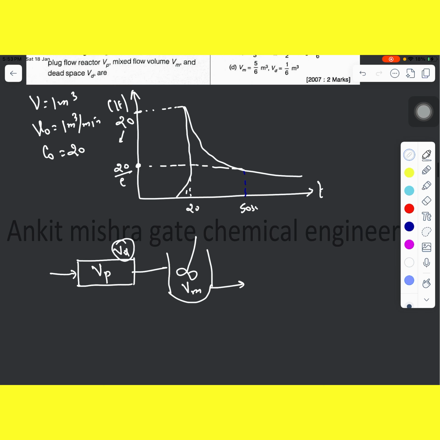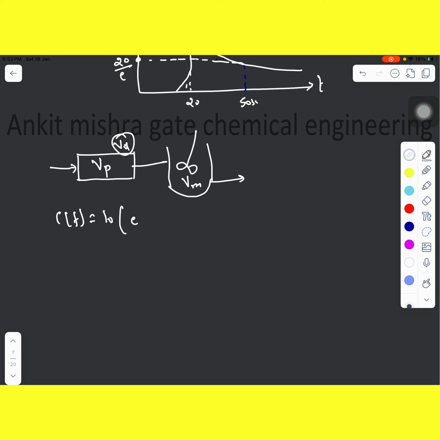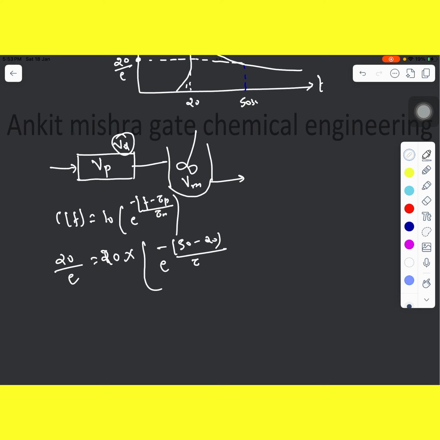So if you see what is C0, so C0 we have calculated, and whenever a PFR is connected to a CSTR, the concentration CT can be written as C0 into, and this is a pulse tracer experiment, C0 into e to the power minus (t minus tau P) divided by tau M. So CT is given to you as 20 divided by e, that is equal to 20 multiplied by e to the power minus (50 minus tau P). Tau P is 20 obviously, and tau M we don't know.